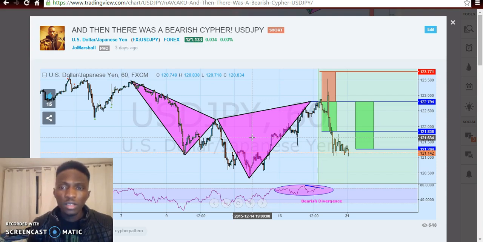So yeah, that's it for now. That's the cipher pattern. The next series I'm going to be doing is talking about how I would use structure and Fibonacci to trade the cipher pattern, to trade the forex market.